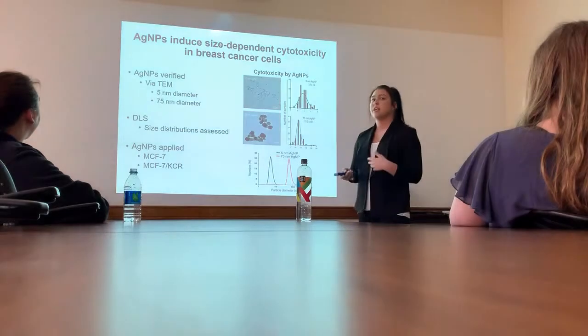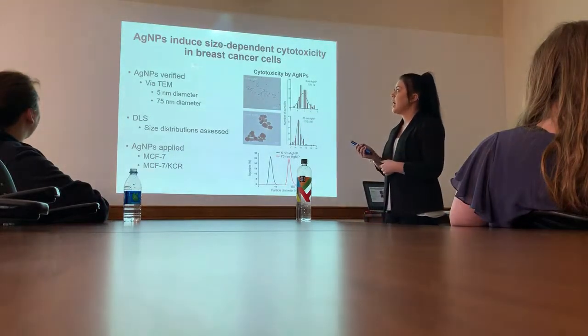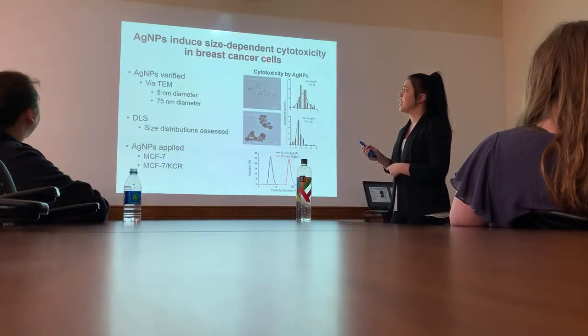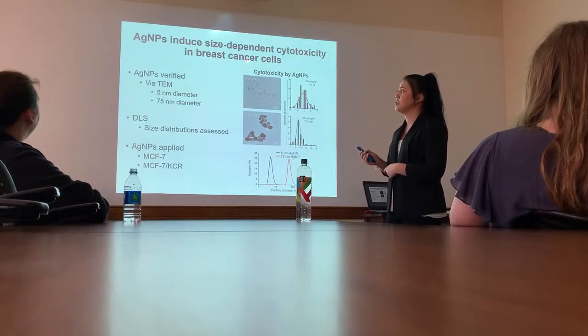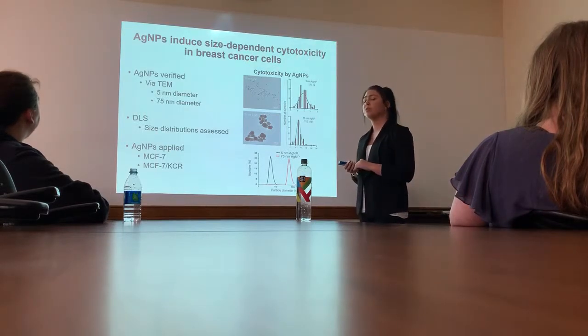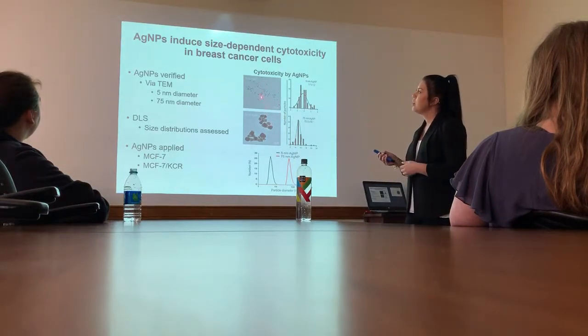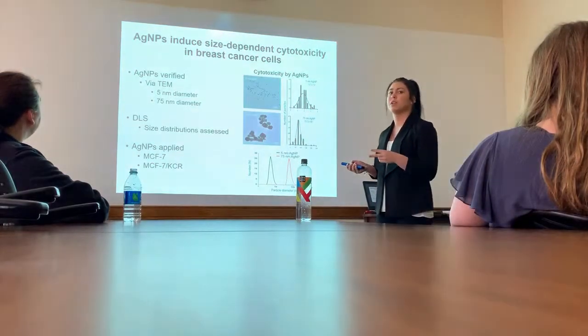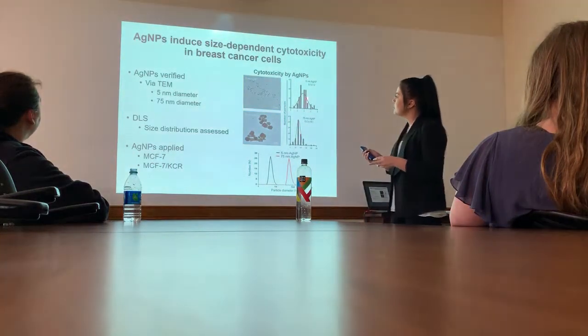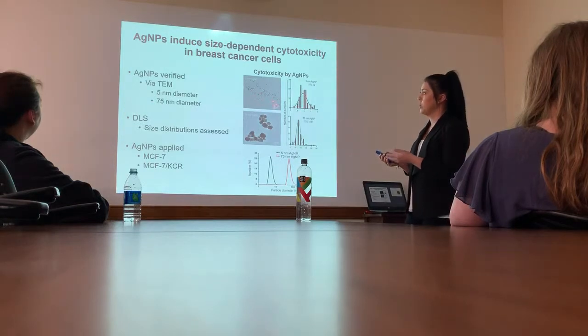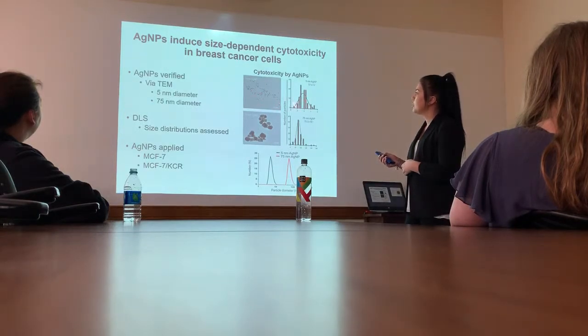So through all the methods, they were able to see that AgNPs actually do induce size-dependent cytotoxicity in breast cancer cells. The silver nanoparticles were verified via TEM, and here, these were the results from TEM. You can see the 5 nanometer and the 75, because those were the two sizes of silver nanoparticles used. And then these graphs correspond with what they were able to see in these figures, and it shows the size on the X-axis, and the number of particles for each of the sizes on the Y-axis.